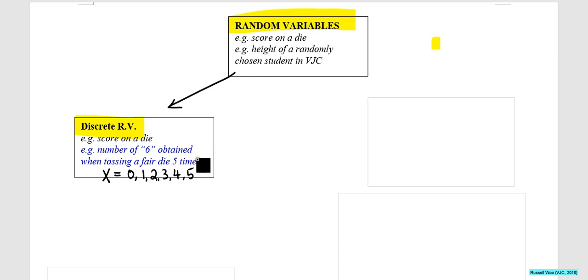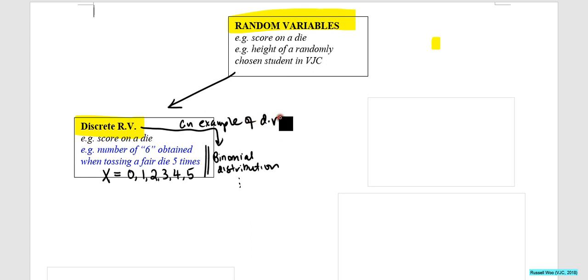Specifically, an example of a discrete random variable is what we call a binomial distribution. Now, there are many types of discrete random variable. This is just an example, a specific example of a discrete random variable. And we'll learn the binomial distribution. So far so good. You have learned it in the previous stats chapter. So far so good.